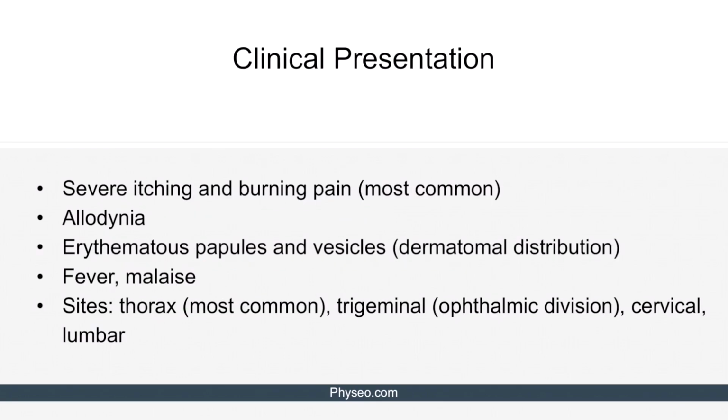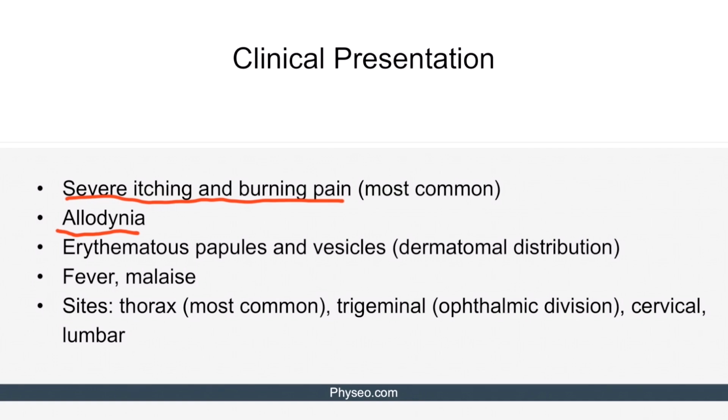The most common presenting complaint is severe itching and burning pain that may occur before the appearance of any rash. Now, patients may also complain of an exaggerated pain sensation with a stimulus that is not normally painful, and that's termed allodynia. Now, the typical rash in these patients is characterized by the presence of erythematous papules and vesicles, and they may be clustered along the involved dermatome.